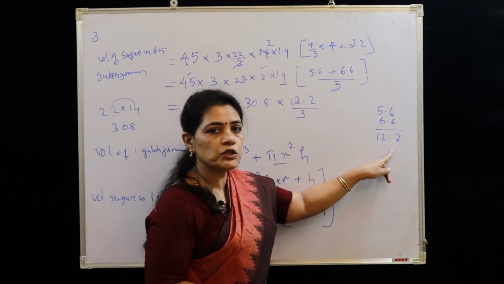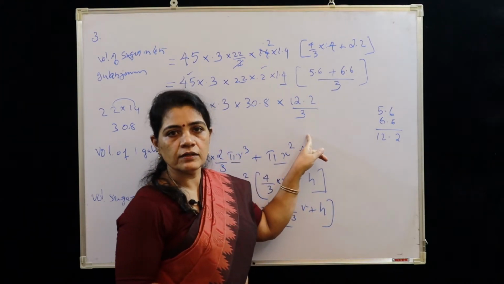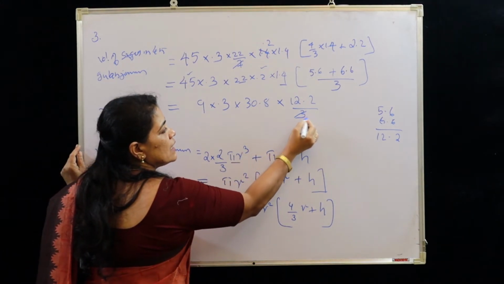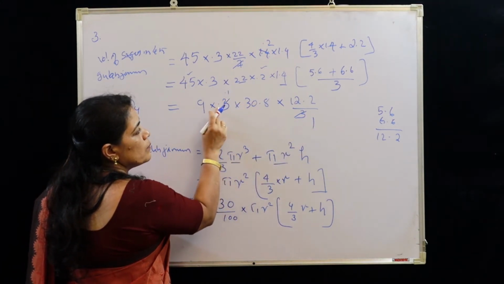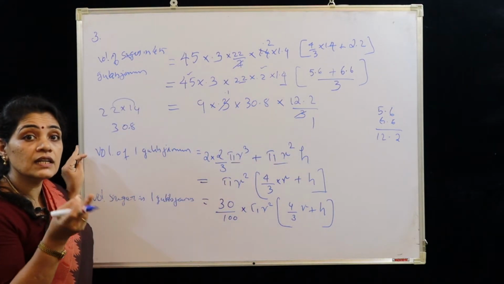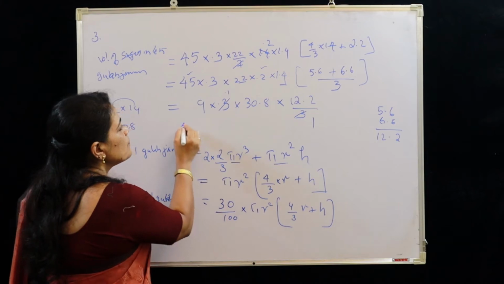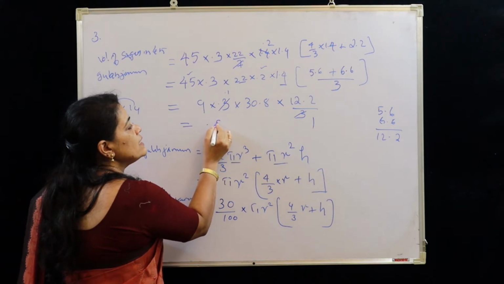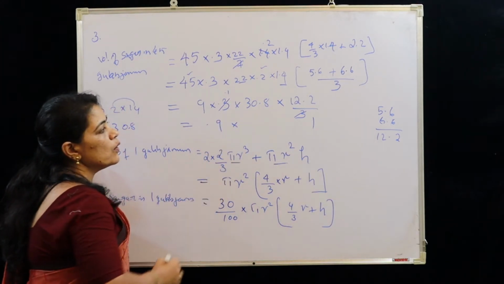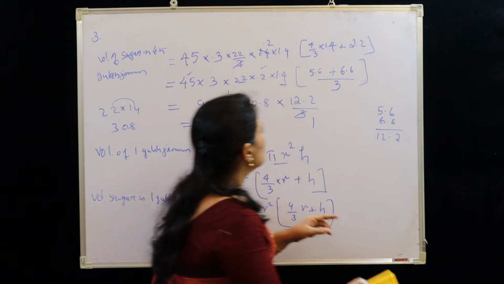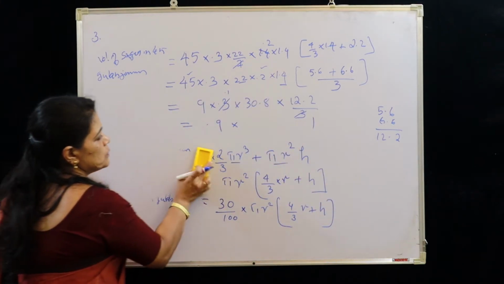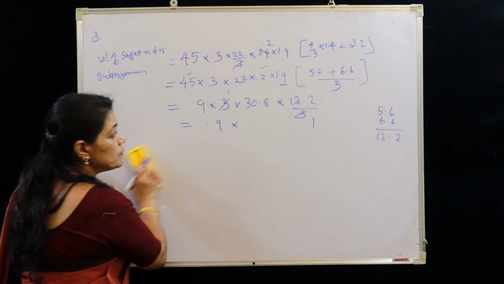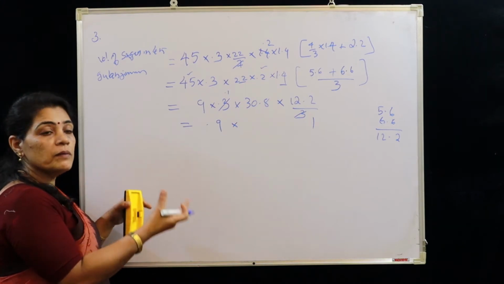This is 12.2 we have seen already, and this is the denominator. See children, here 0.3 and 3: 3 in 3 one time, so 0.1. 0.3 and 3 get cancelled, so there is 0.1. Then the final multiplication, that is 9 into 1, 9, so 0.9 into 308 into 122. So we are getting the volume of 45 gulab jam directly. If you are doing it like this, this would be better children.